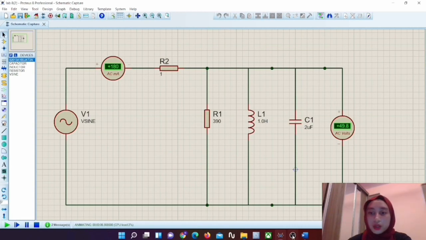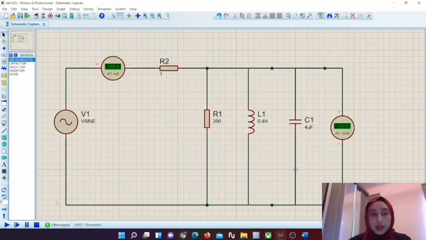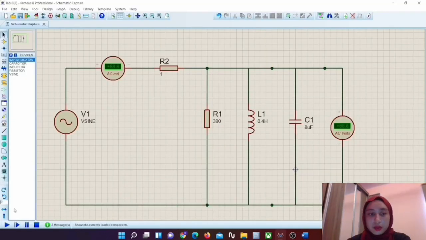And for the sixth value, we need to change the inductor back to 0.4 H and the capacitor to 4 microfarad. Then after we run the simulation, we got the current of 35.4 milliampere and the voltage 49.8 volt. And for the last value, we need to change the capacitor to 8 microfarad. After we run the simulation, we got the current value of 296 milliampere and the voltage is 49.8 volt.